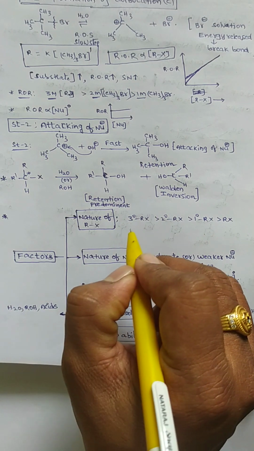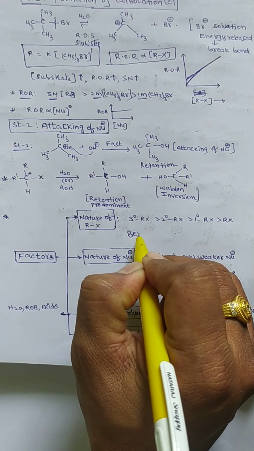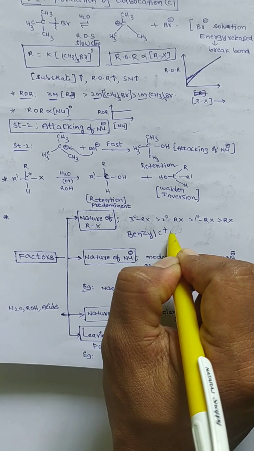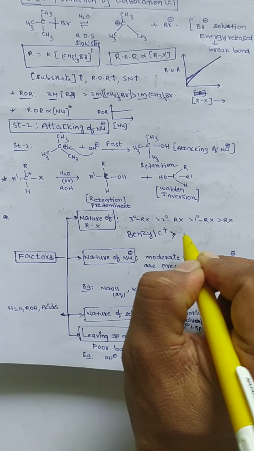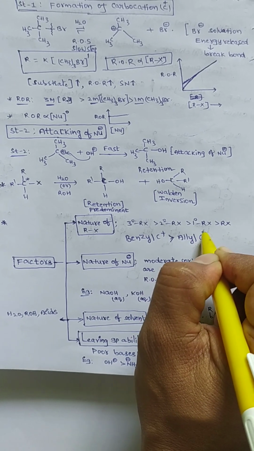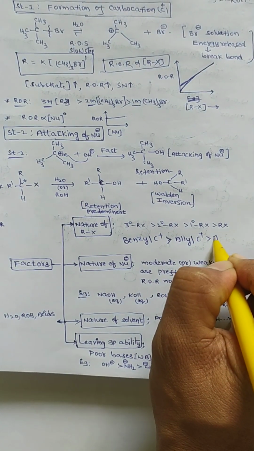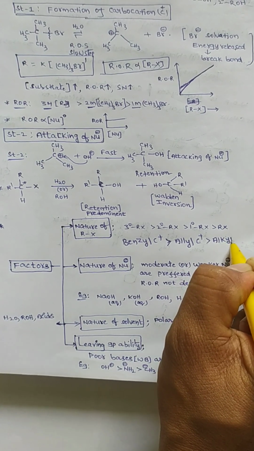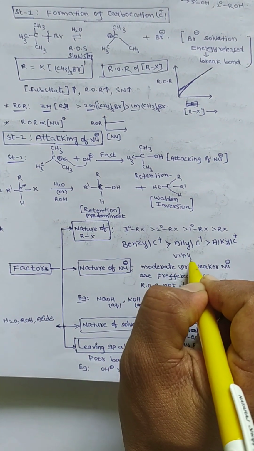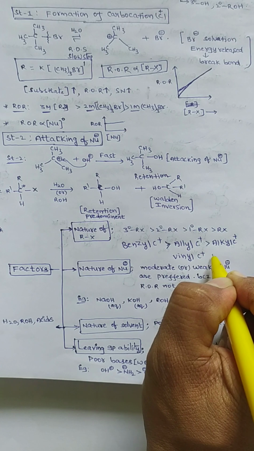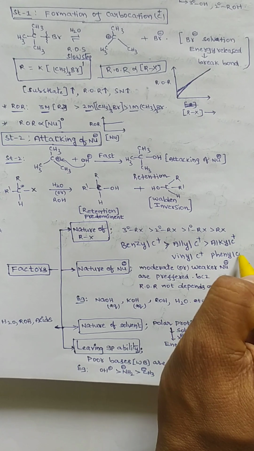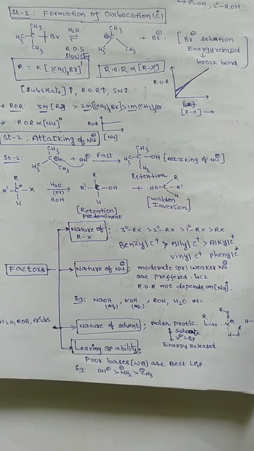Otherwise, in terms of carbocations, benzyl carbocation is more favorable than allyl carbocation, which is more favorable than alkyl carbocations, which is more favorable than vinyl carbocation and phenyl carbocation, with some exceptions. We'll discuss those in the numericals.